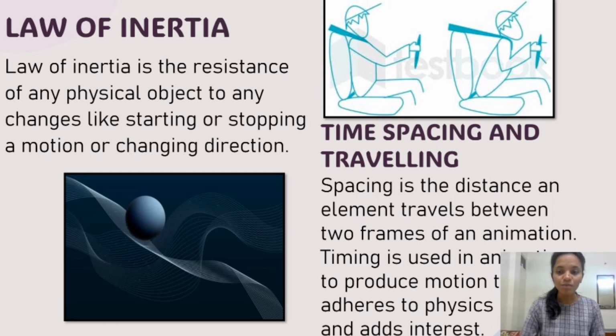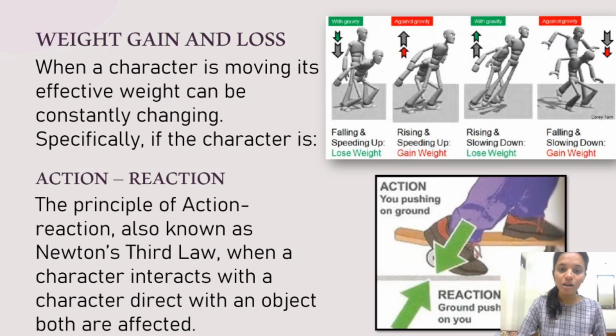Time, spacing and scale. Spacing is the distance an element travels between two frames of an animation. Timing is used in animation to produce motion that adheres to physics rules and adds interest. Weight gain and loss. When a character is moving, its effective weight can be constantly changing. Action and reaction. The principle of action and reaction, also known as Newton's third law. When a character interacts with an object, both are affected.